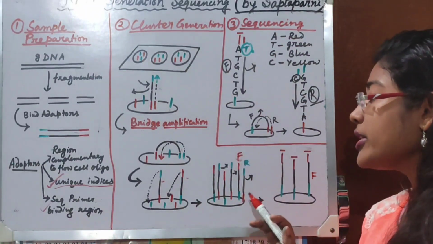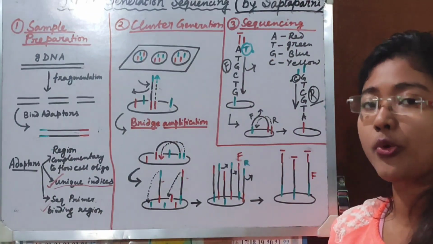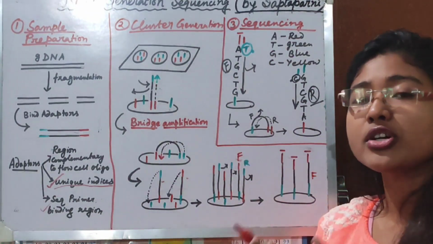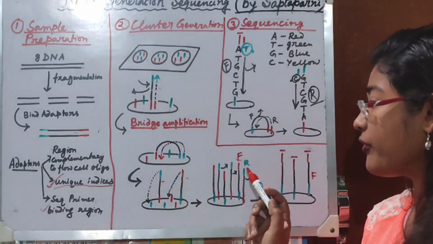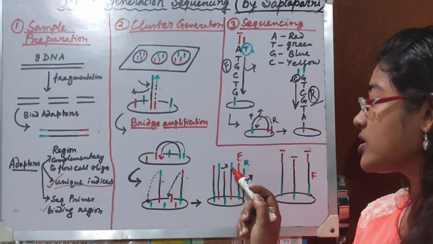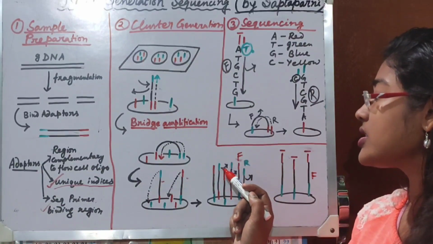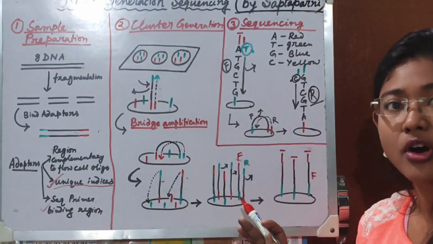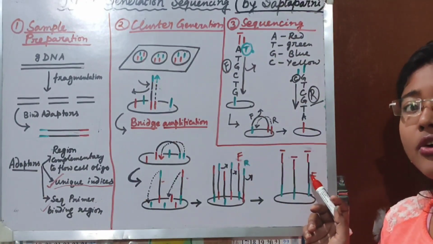Okay, so now you want to know the sequence of the forward strand. So for that, first of all, you have to remove the reverse strand from the cluster, okay, from the flow cell. So these are the reverse strand. Okay, so I have drawn the arrow sign to show that these reverse strands are being washed off from the cluster. So only forward strands are present in your flow cell now.